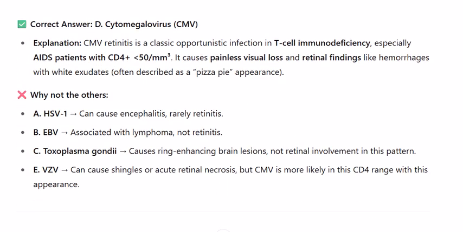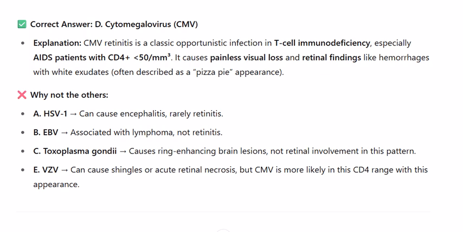CMV retinitis is a classic opportunistic infection in T cell immunodeficiency, especially AIDS patients with CD4 plus counts below 50. It causes painless visual loss and retinal findings like hemorrhages with white exudates, often described as a pizza pie appearance.